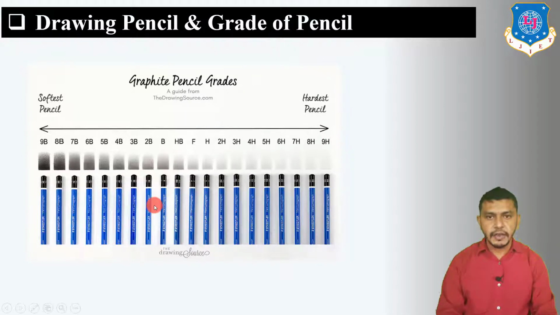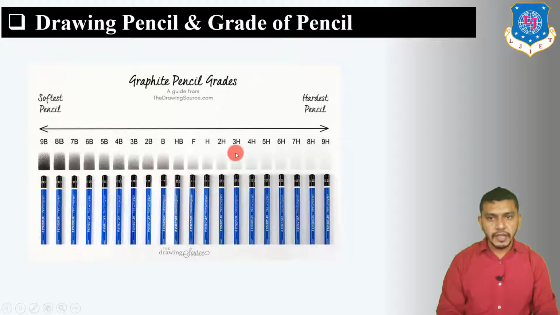In engineering graphics we use different grades of pencils, like hard grade pencils and soft grade pencils. The H, F and 2H types of pencils are known as hard grade pencils, and HB and B types of pencils are known as soft grade pencils. In the hard grade pencils, if you increase the grade from H to 2H, 2H to 3H, 3H to 4H, 4H to 5H, the pencil will become lighter. That means the 2H pencil is lighter than the H pencil, the 3H is lighter than the 2H, the 4H is lighter than the 3H, and the 9H pencil is the lightest pencil.